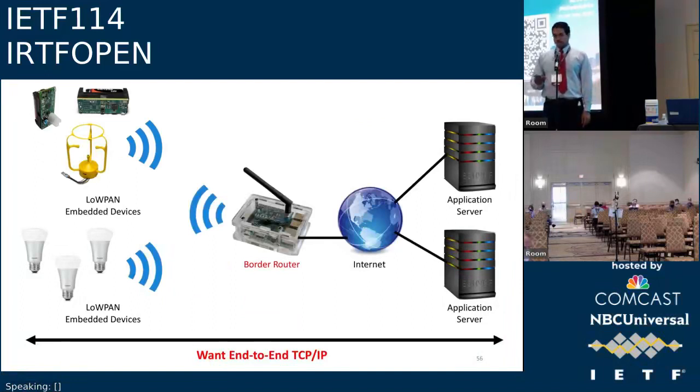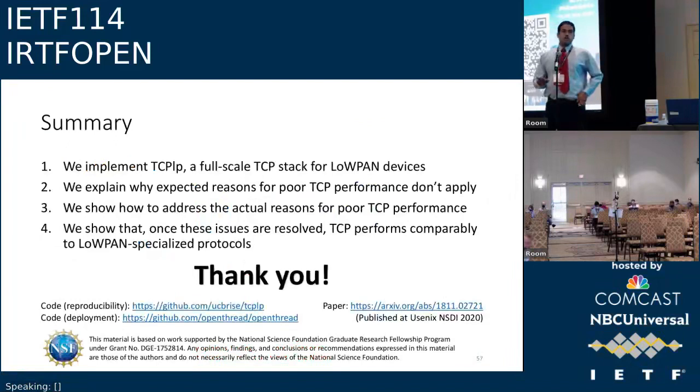So, in conclusion, we implemented TCPlp, a full-scale TCP stack for low-pan devices. We explained why the expected reasons for poor TCP performance don't apply. We show how to address the actual reasons for poor TCP performance, and we show that once the issues are resolved, TCP can perform comparably to low-pan specialized protocols. That's all I have prepared, and I'm happy to take any questions now.